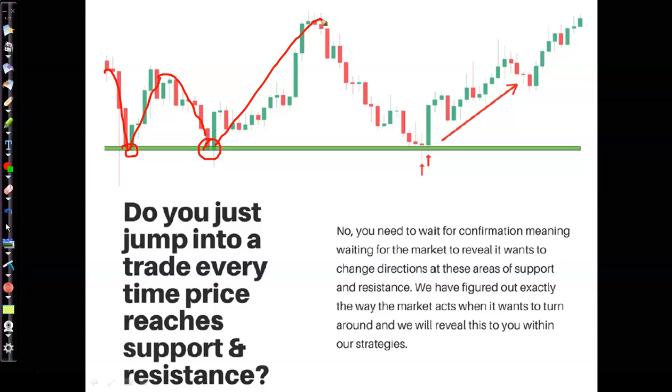Now we have seen multiple rejections, and most of the new traders are asking me, when price hits this support line, can I go for a buy again? No, we can't enter when price hits the support or resistance level. So we need a confirmation.